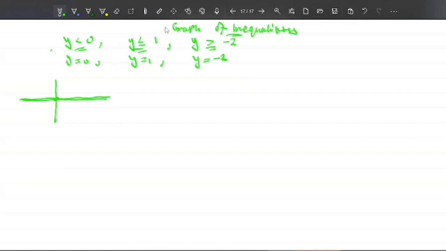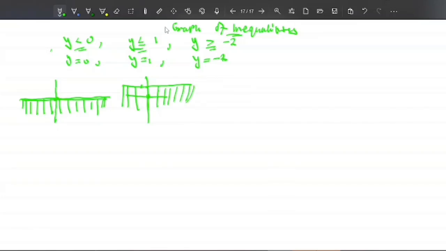For y equals 0, this is the line. Then if you have less than or equal to, that's why it's a thick line, you just shade below. So this is the region. Everything downward here satisfies that inequality. The same thing goes with y equals 1. Let's say this is 0 and this is your 1. Then the line passes through that 1. Less than or equal to means it has to be a thick line, then you shade below.